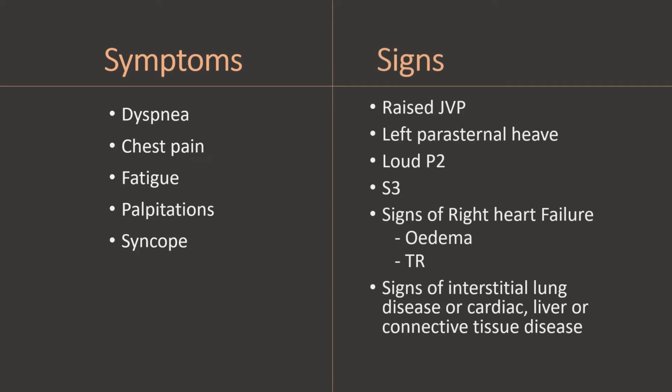Important signs include elevation of JVP with a prominent A wave if in sinus rhythm, a parasternal heave due to right ventricular hypertrophy, accentuation of the pulmonary component of the second heart sound, and a right ventricular third heart sound. You may also be able to hear a pansystolic murmur of tricuspid regurgitation and will see peripheral edema in cases of right-sided heart failure. Signs of interstitial lung disease or cardiac, liver, or connective tissue disease may suggest the underlying cause of pulmonary hypertension.